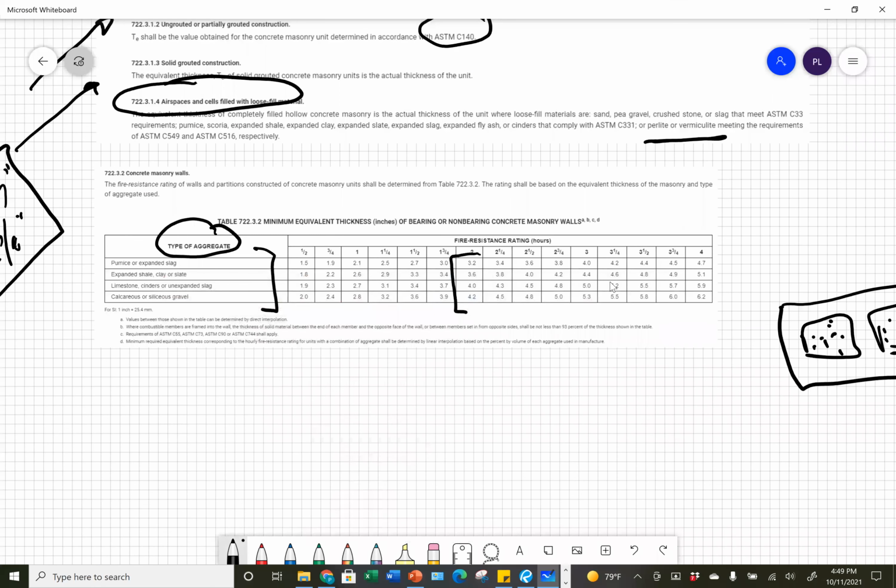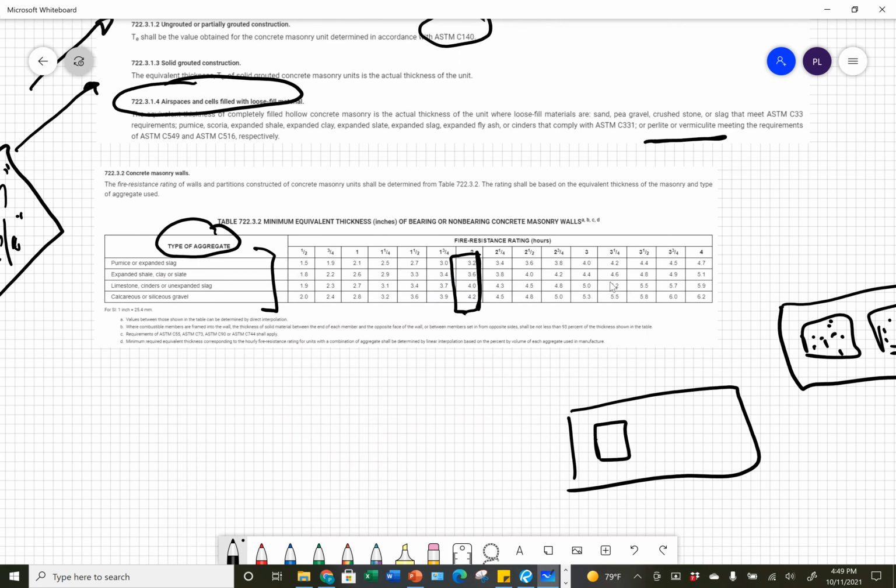With a typical equivalent thickness of 4 inches, we fall in this range unless we use 100% gravel in our mix design. So for all of our 8-inch units we manufacture here in Michigan, we can achieve a 2-hour fire rating, whether we are hollow or partially grouted.